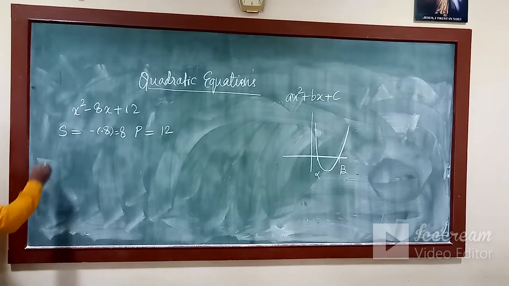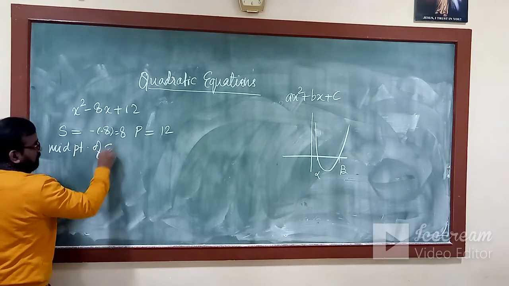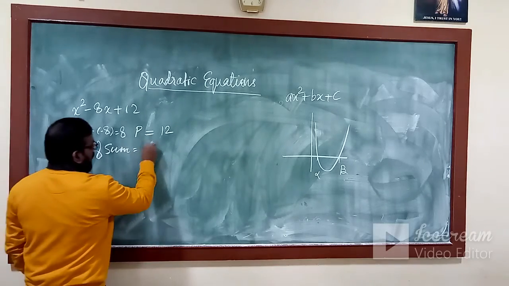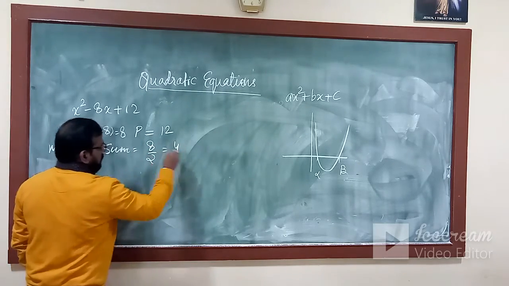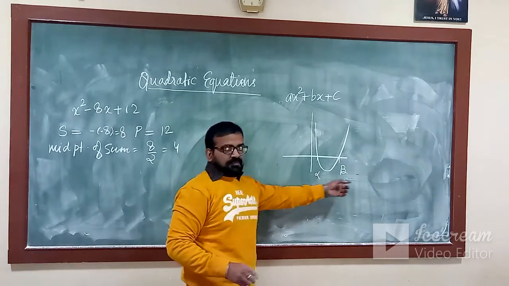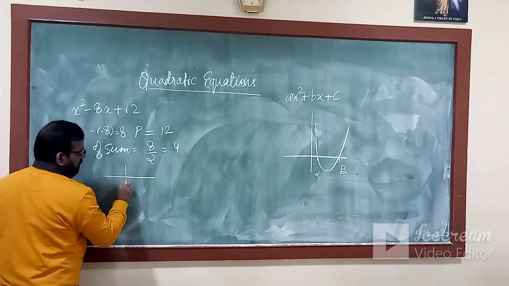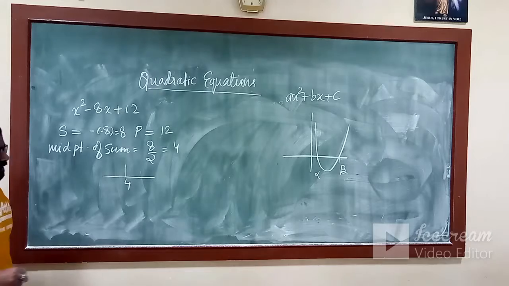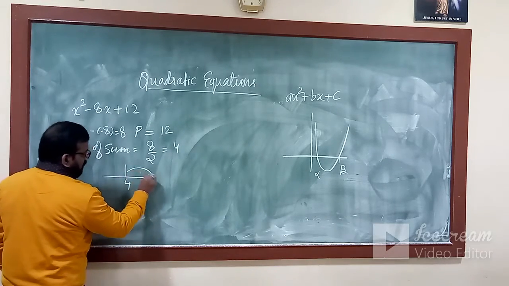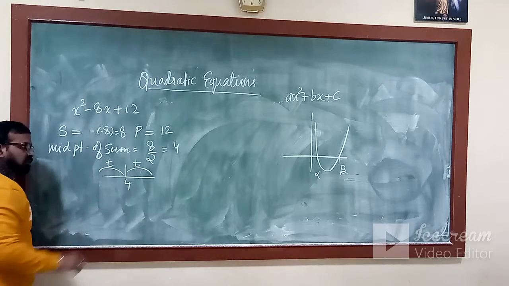Next, we will find the midpoint, the midpoint of the sum. So the midpoint of the sum means 8 by 2, that is 4. Now one thing is very much sure: these alpha and beta are such that if I take out this midpoint, suppose 4, then our roots will be somewhat more than 4 and somewhat less than 4, because 4 is the midpoint.